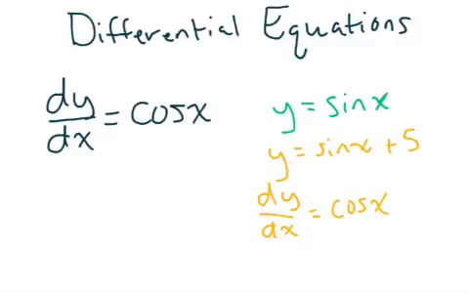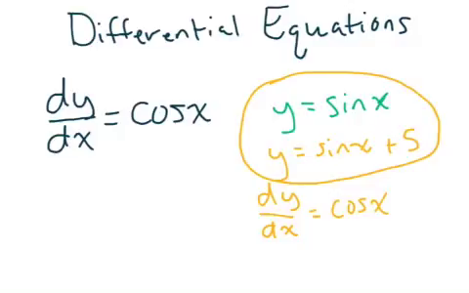So here we have two solutions to the original differential equation, and we start to see that that 5 could really be anything. It could be a 0 like it was originally. That just is sine x plus 0. It could be 5 like in the second example. It could be 2 million. As long as it's constant, when we take the derivative, the constant just goes away.